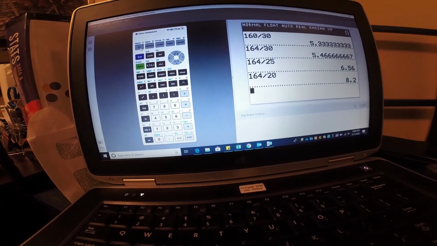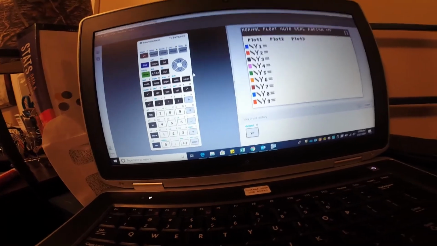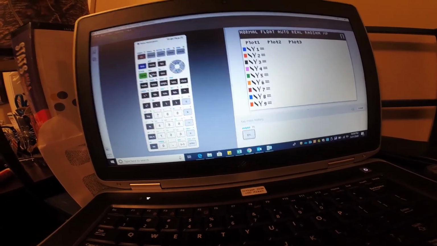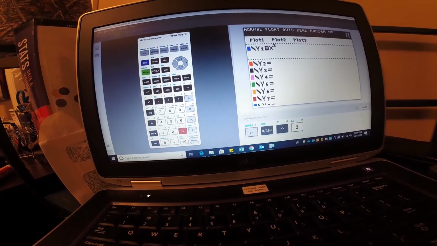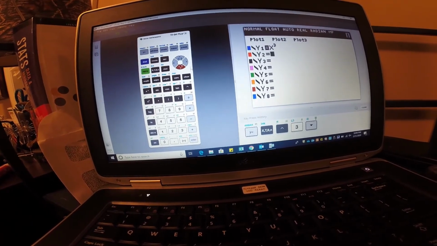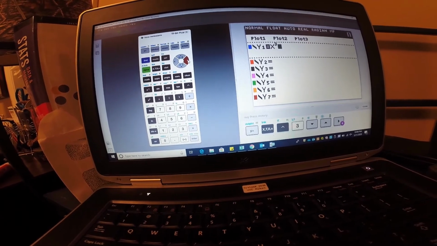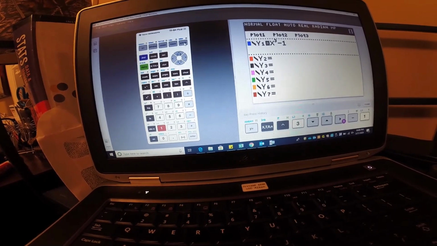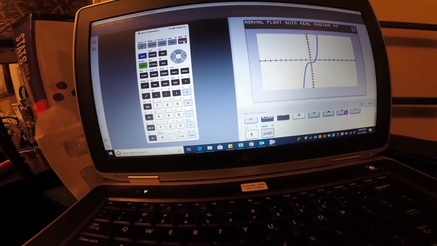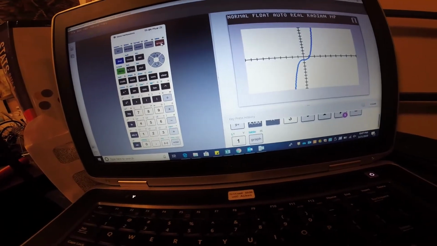You're going to go y equals, you're going to type in the function, x to the third minus 1. Oops. Okay, I'm going to hit the graph button. If I hit the graph button, you can see the graph of it right here. Try to get it where you can see it really, really nice.